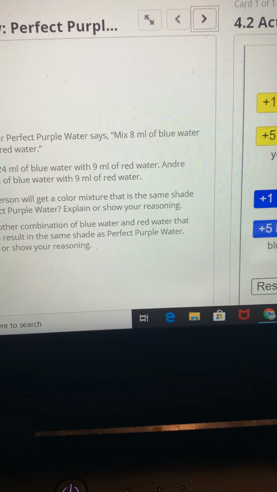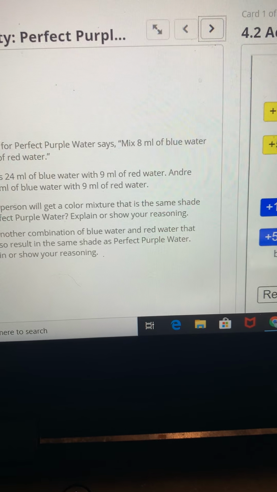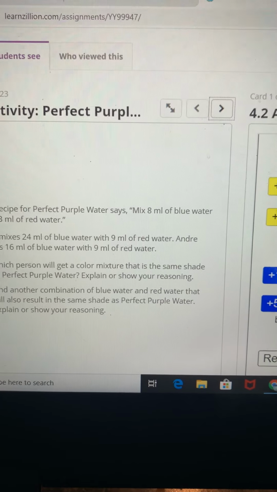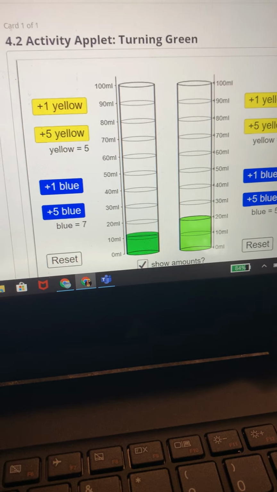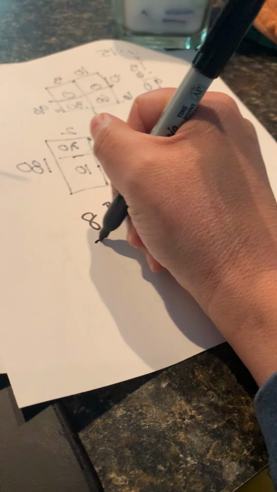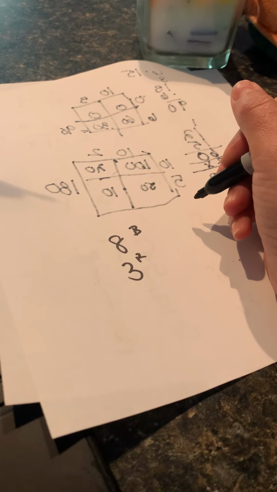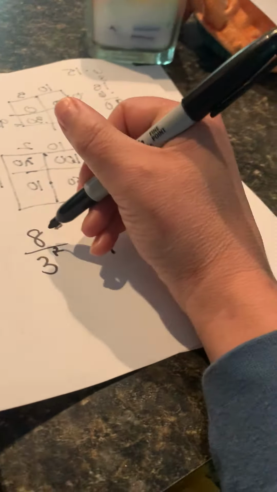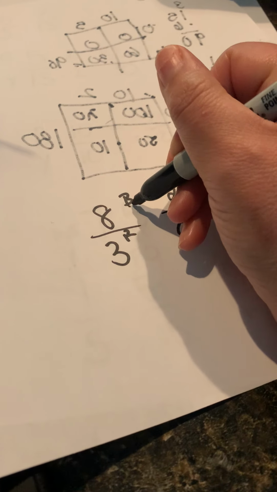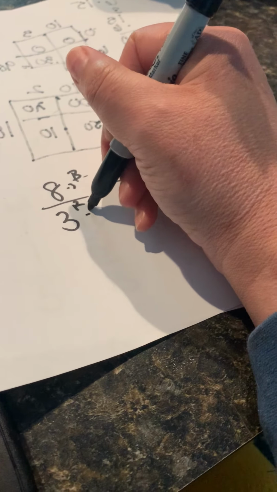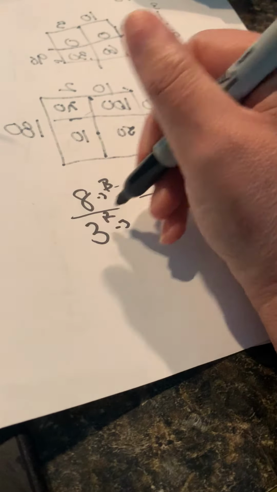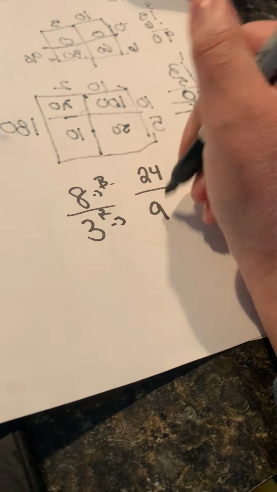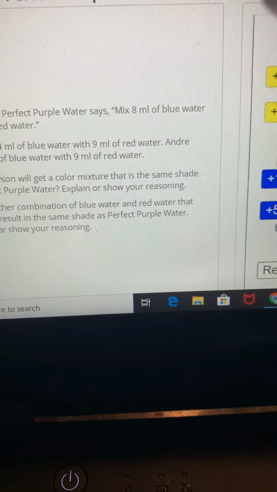So 4.3 activity, as for blue and red, again, we're not doing it on this because this is blue and yellow. But if it was 8 blue and 3 red, and Jada mixes 24 blue and 9 red, one way you could look at it is to say, what times 8 equals 24? Okay, that's times 3. And 3 times 3 is 9, so these would be equivalent ratios, and it also would make the same exact color, because the only way to make the same color, tripling it or doubling it, is to make equivalent ratios. And then you could find another ratio, but again, we can't really do that in class.